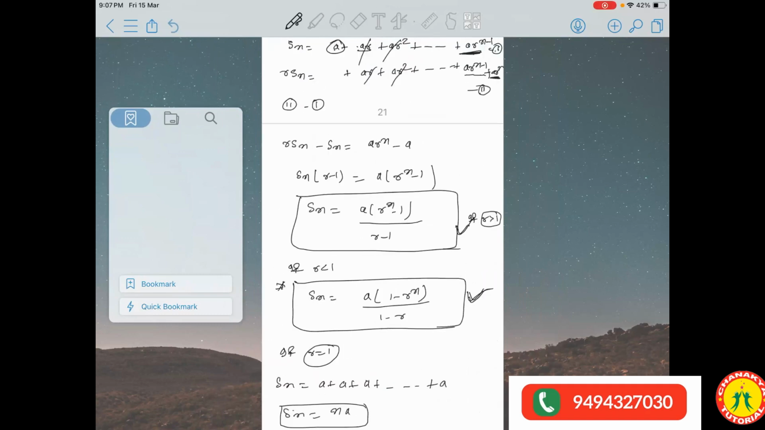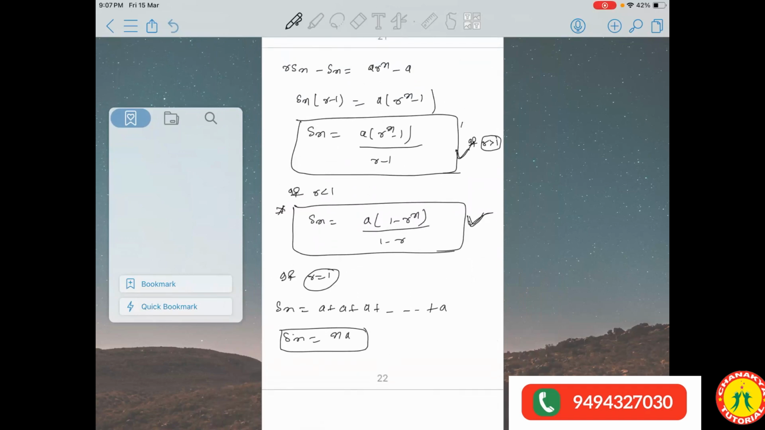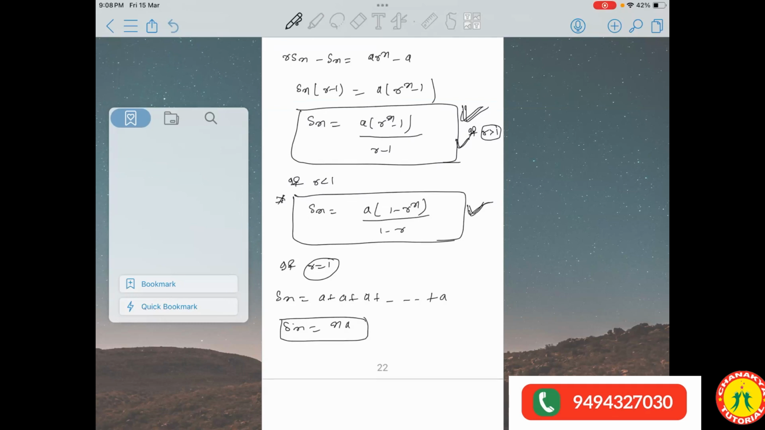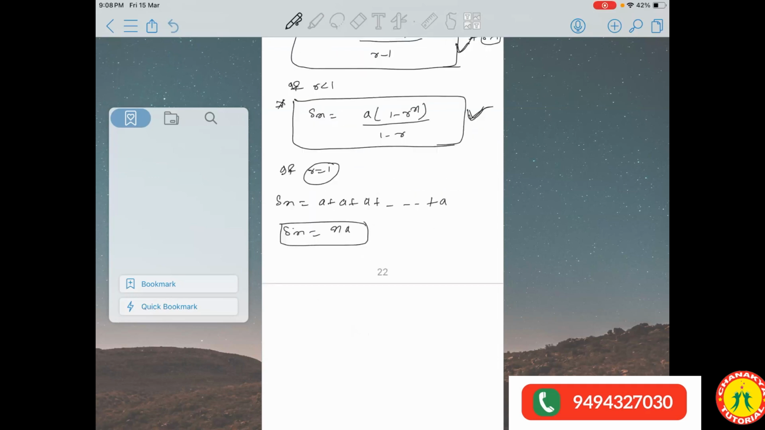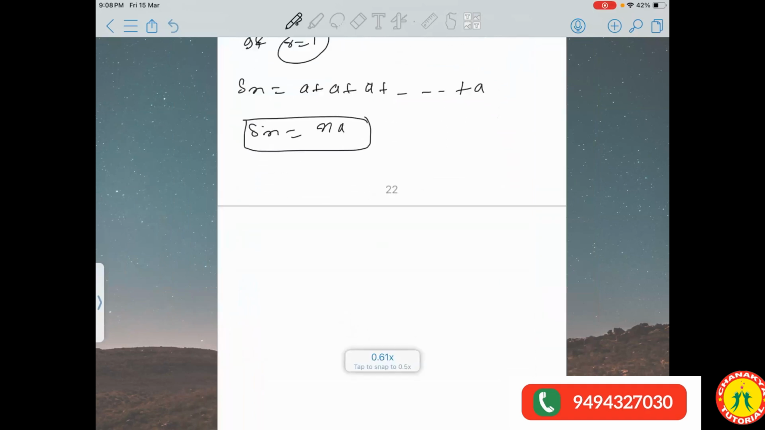You need to remember one formula only: a times r power n minus 1 upon r minus 1. When finding Sn, first check whether r is less than 1 or r is greater than 1. Remember Sn is always positive, so use 1 minus r power n if r is less than 1. So apply these things. Now, sum of infinite terms of GP.